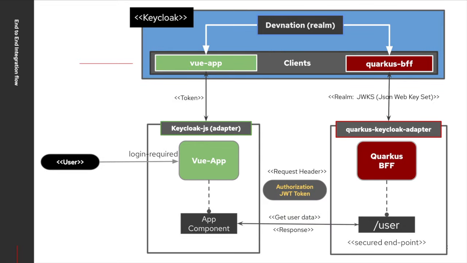To understand the end-to-end architecture, I have created one Quarkus backend API for this front-end application. Same process: I created a Quarkus BFF client in Keycloak under the same realm. With Quarkus, you get a Quarkus Keycloak adapter that you can use to protect your REST endpoint. I have a very simple user REST endpoint. Your Vue.js application is getting a token from the Keycloak server, which can be passed using the request header as a bearer token. With every request, you need to pass this token to get a response from the secured endpoint.